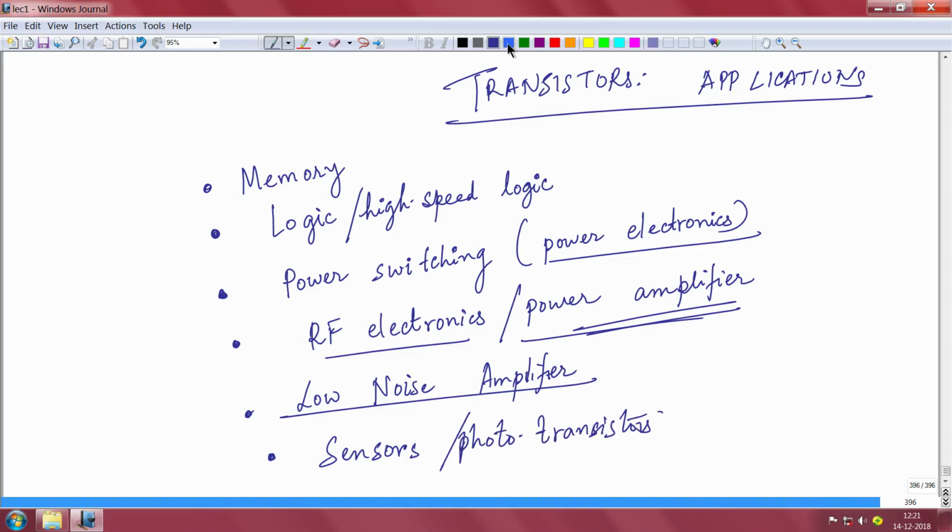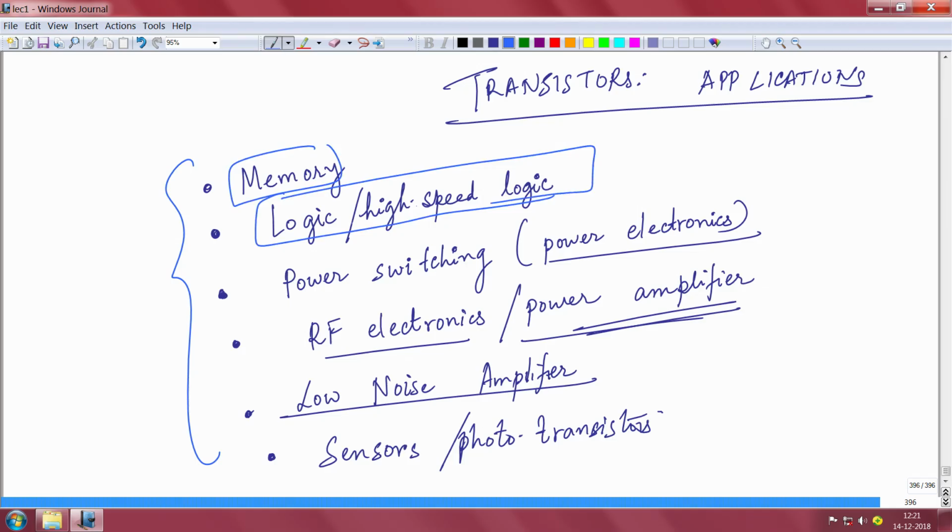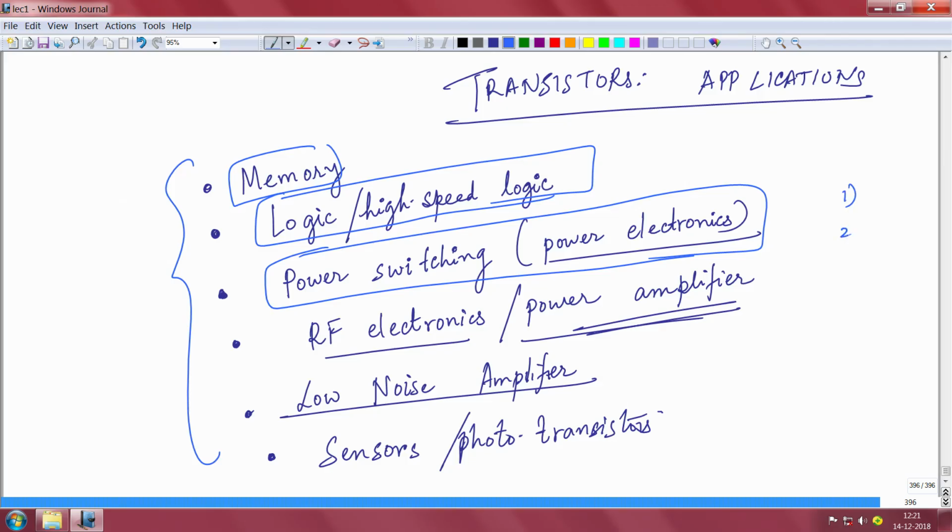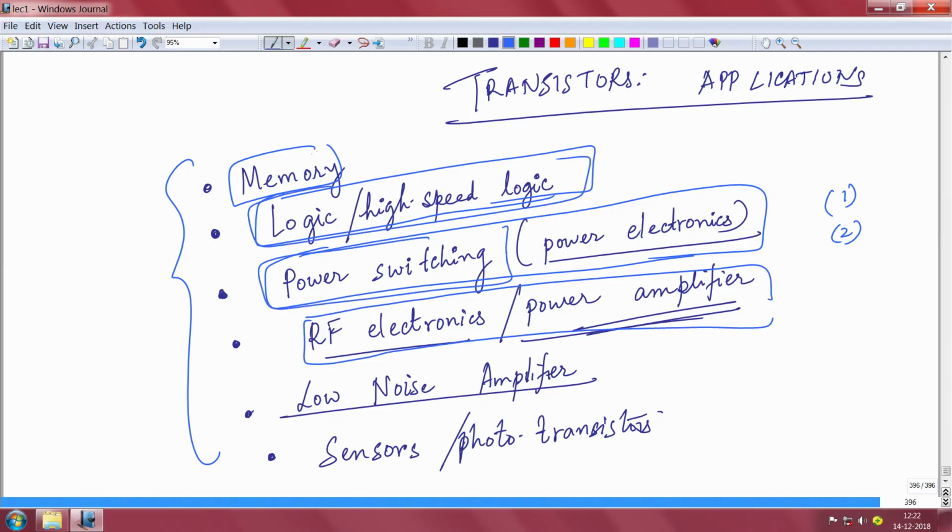Now, which kind of transistors are used in which of these? Is the transistor used for memory the same as the transistor used for logic? Is the transistor used for logic the same as that used in power switching? Probably not. So, one thing is that we should know what kind of transistors are used in which of these applications, and the second thing we should know is what it takes for a transistor to be qualified as, for example, a power amplifier or a power switching transistor or a logic transistor or a memory transistor.